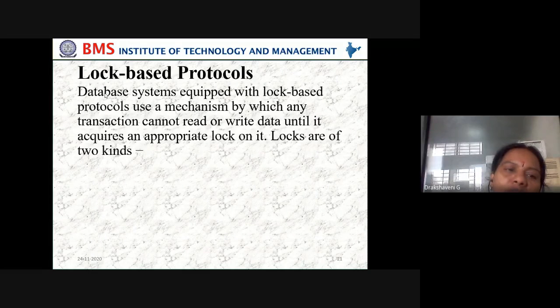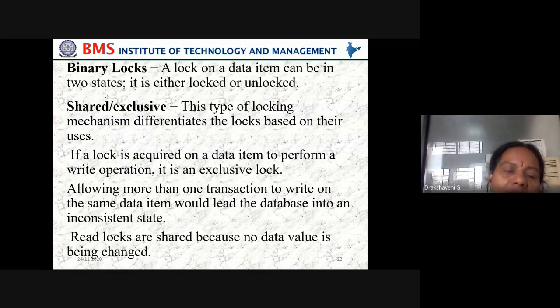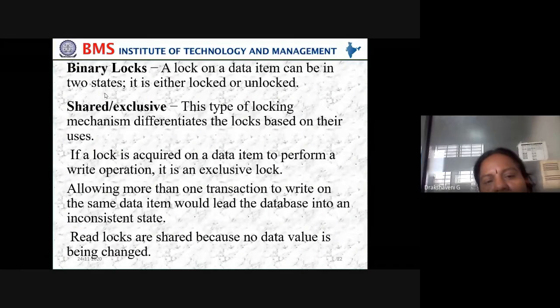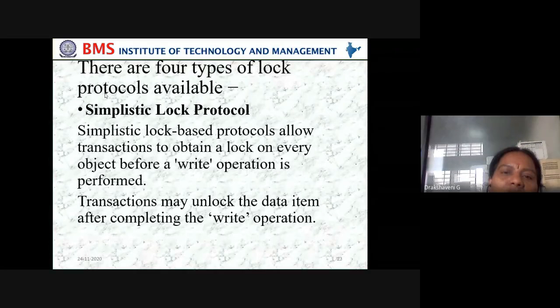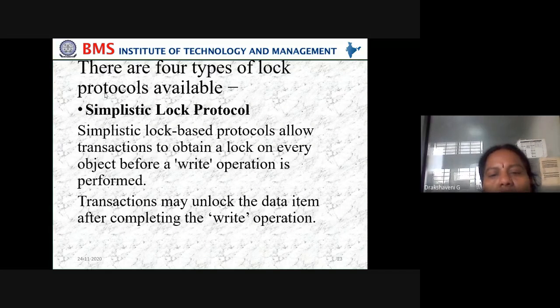Again, in lock-based protocol, the database system is required for locking. Then in locking, we have a binary lock and a shared lock. What is a binary lock? Either you lock it or unlock it. Shared or exclusive: this type of locking mechanism differentiates the lock based on their uses. So there are 4 types of lock protocols available. That is the simplistic lock protocol. Simplistic lock-based protocols allow a transaction to obtain a lock on every object before a write operation is performed. The transaction may unlock the data item after completing the write operation.